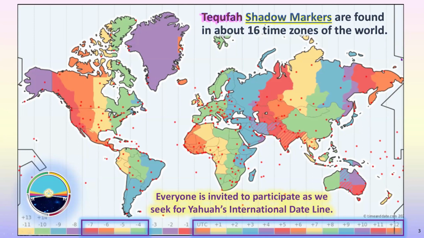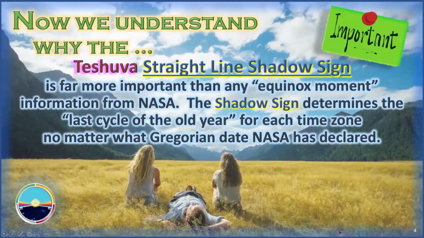This line over here in the middle of the Pacific Ocean that has a zigzag, this is man's international date line. So on one side of that line, you're on one date. On the other side, you're on a different date. That's just the way it works. But Yahuwah has a date line as well. So we're going to be looking at some things about that and shadow markings.